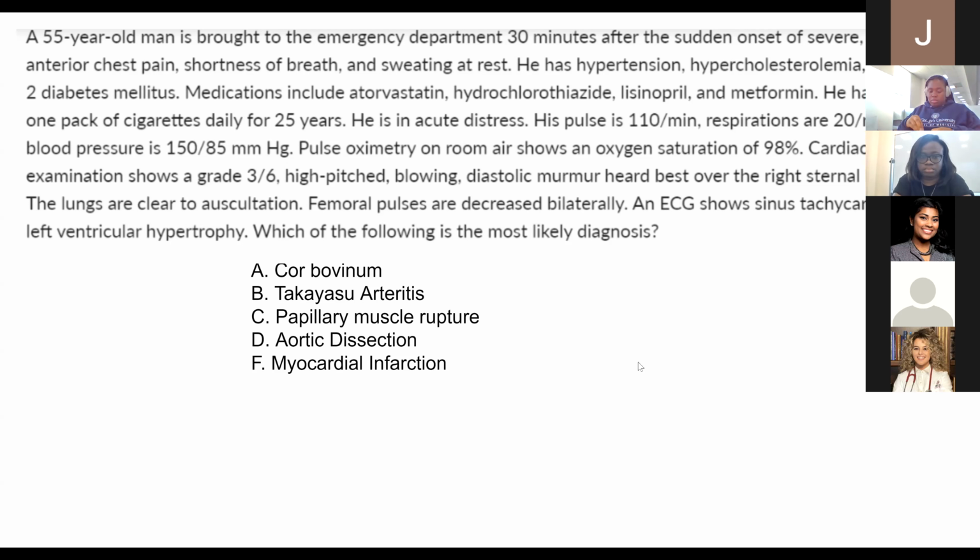Okay, that would be more like, if they were to ask something about cor bovinum, they would show you an image and ask, what is this? Or they would ask about the pathogenesis behind it. So knowing that the pulmonary system is involved because of left ventricular hypertrophy, the blood is getting backed up, stuff like that. But nothing here is really showing cor bovinum, and we didn't really go over that, so I understand.